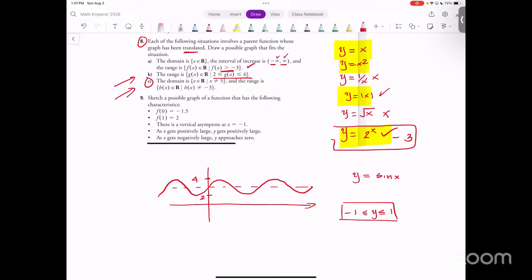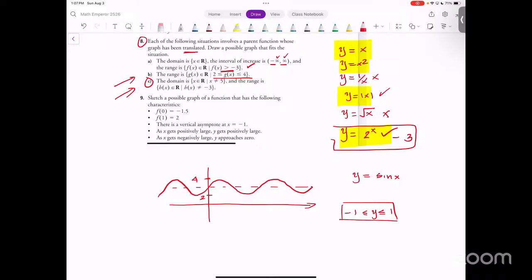The domain is x belongs to real, but x not equal to 5. So what does that tell Harshini? When they say the domain is x belongs to real, x not equal to 5, what does that tell you? Domain has a restriction for a specific x value. What does that tell you? Danish? It has a vertical asymptote, right? So it has a vertical asymptote x equal to 5.